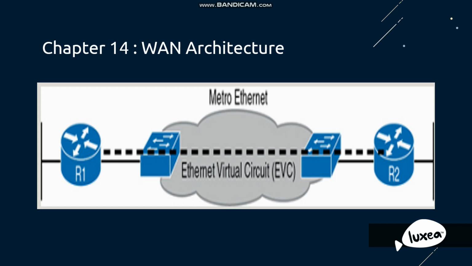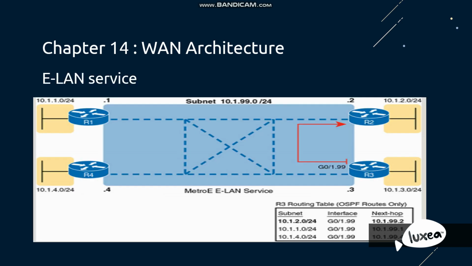So I would like to talk about Ethernet line service. This is a point-to-point style, and this is the simplest Metro Ethernet service. As we can see, it's only one line. So this picture shows the Metro Ethernet with routers as CPE devices.